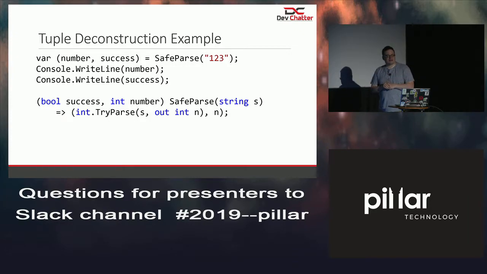So on that line, that safe parse line, we declare 2 variables, number and success. And by creating them inside of those parentheses, we have told C# that when safe parse is called, we want you to deconstruct the tuple it returns, store the first value in number, and store the second value in success.